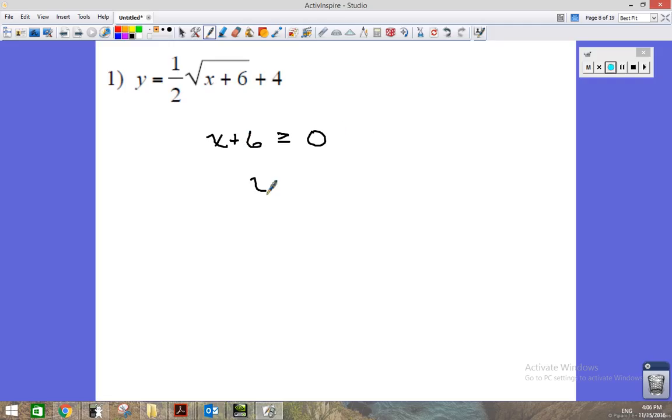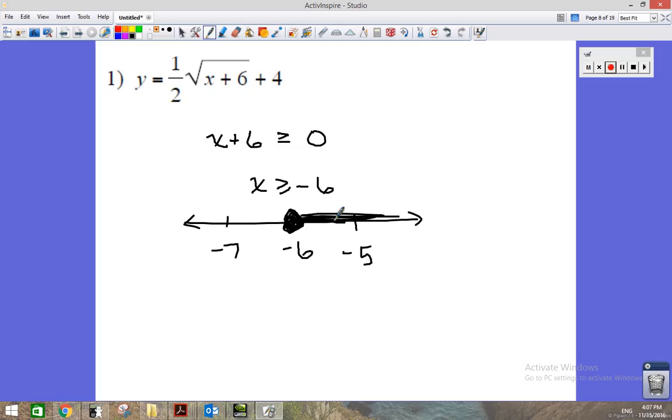To solve this inequality, we want values in the domain that are bigger than negative 6. If this is negative 6, to the left is negative 7, to the right is negative 5. Values that are greater than or equal to negative 6 are values to the right, because if I put my variable on the left, the arrow will point in which direction I need to shade. I need to describe this as my domain.